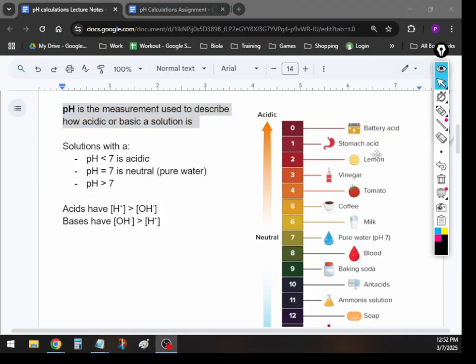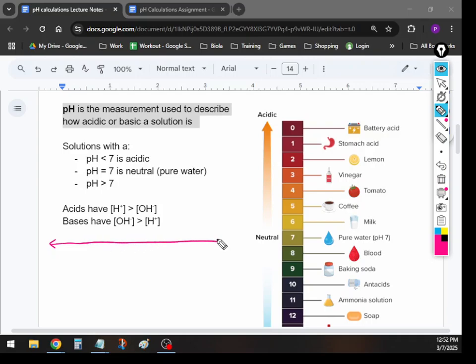If we take a look at this chart, we have some examples, like battery acid has a pH of 0. Vinegar has a pH of 3, coffee is 5, and so on, right? So different substances, different solutions, have different acid and base levels. Now, I'm going to have you copy this down as a little chart to get some information about pH.